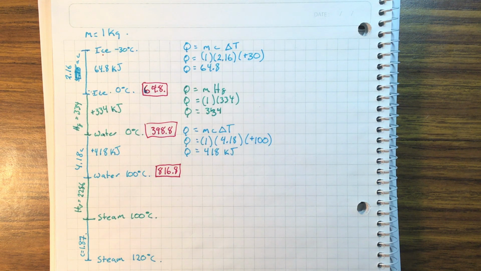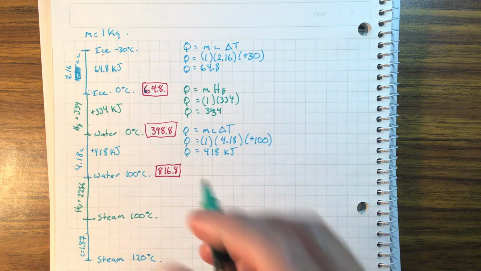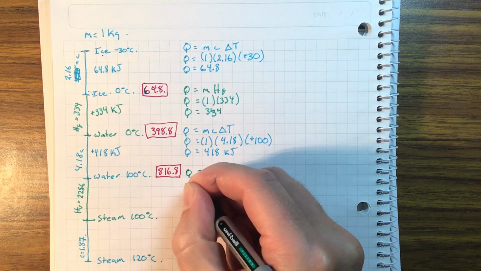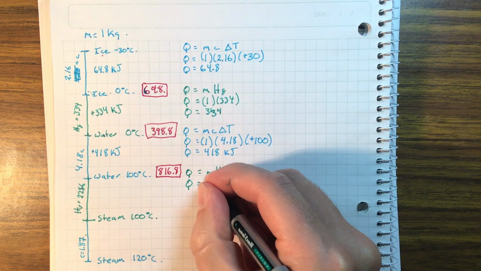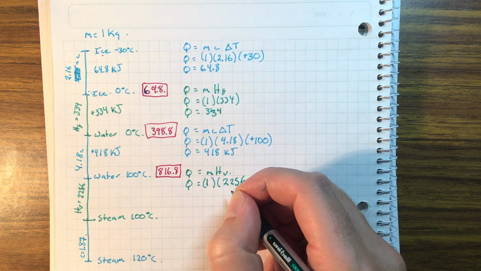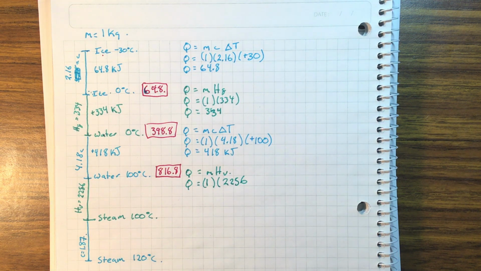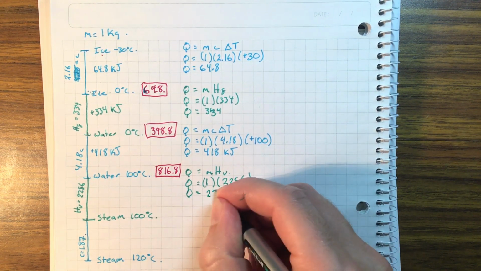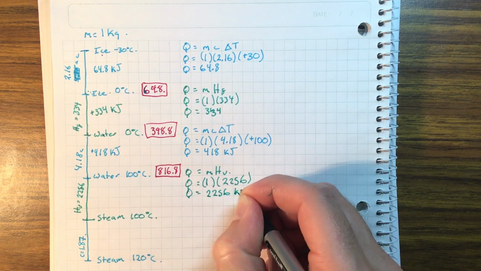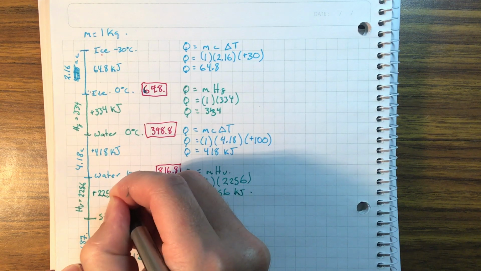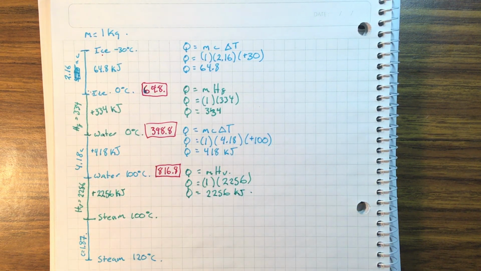Now we've got to go from water to steam. That's the green one. Q equals mHv. Mass is 1 kilogram, and Hv is 2256. I wrote it kind of messily, so I'm just going to check my notes. Yep, 2256. So our Q is equal to 2256 kilojoules. So we have to add in another 2256 kilojoules of energy to go from water to steam.